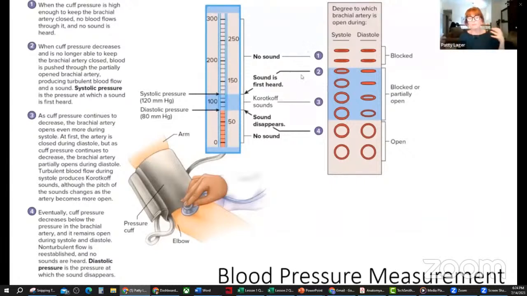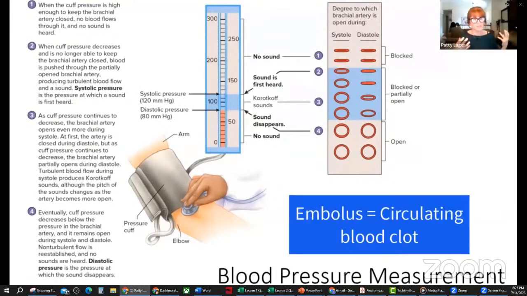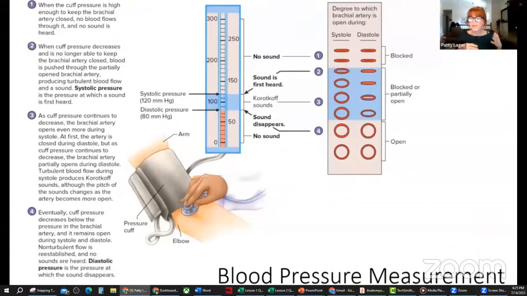If you pump it up too high and anything is in this blood vessel, a very high pressure can dislodge it. Then you have a clot flowing through the body. We call that an embolus, and an embolus is dangerous in a downstream vessel. So we don't want those things to happen, and that's why I'm showing how to do these blood pressure readings.